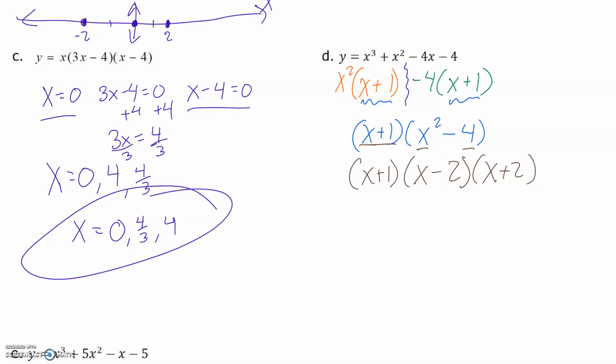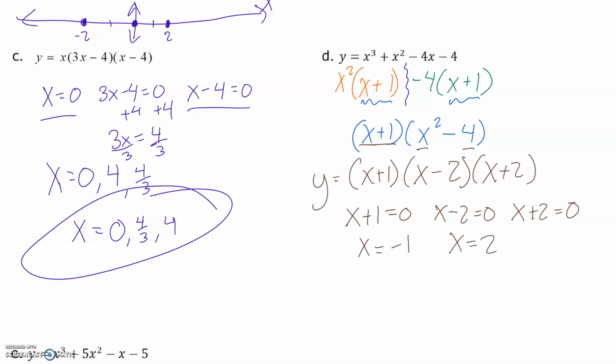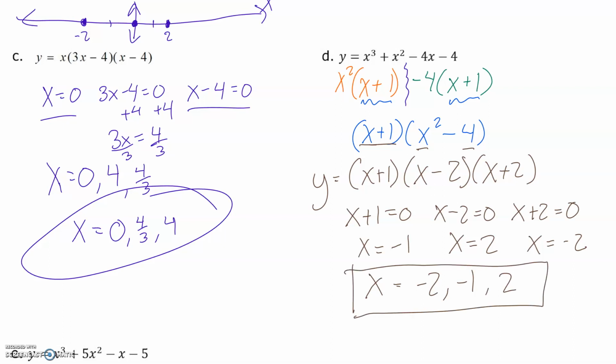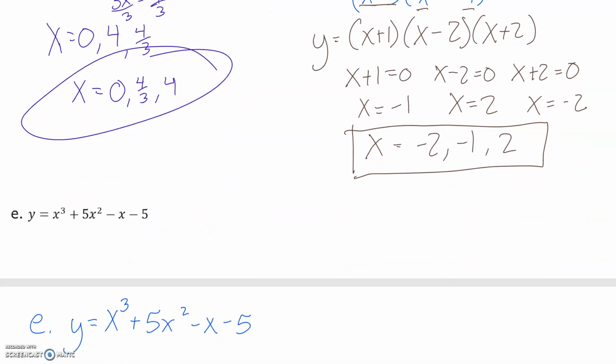So now we're going to set each of these terms equal to 0. So then we would have x plus 1 equals 0, x minus 2 equals 0, and x plus 2 equals 0. Okay, on this one we would subtract the 1, so it would just be x equals negative 1, x equals positive 2, and x equals negative 2. So looking at our solutions from least to greatest, we would have negative 2, negative 1, and positive 2. We're all set.